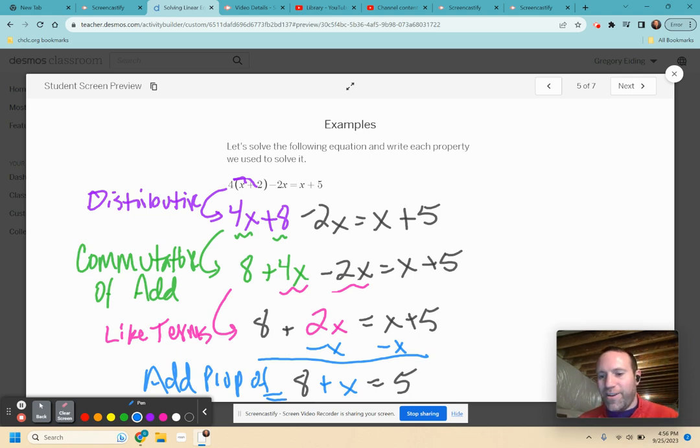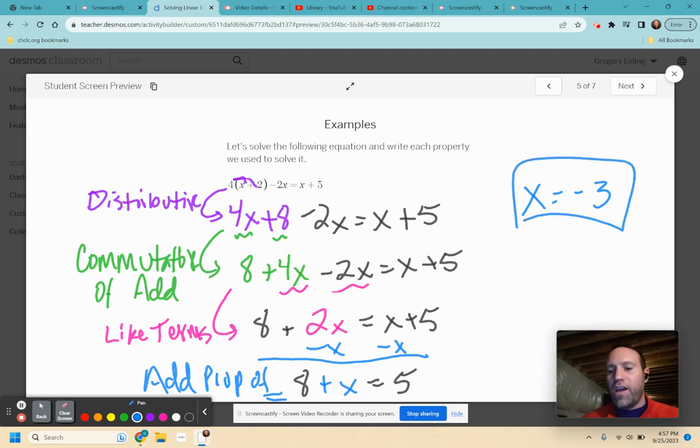I'm abbreviating here because it's a little hard to write on here, but it's the addition property of equality. Finally, I can subtract 8 from both sides and end up with x equal to negative 3. What property did I use for that? I used the addition property of equality, the same property I used on the last one. So that is how you justify each step.